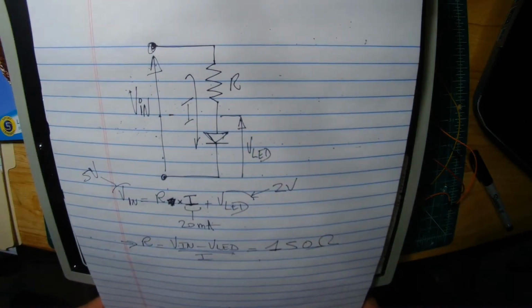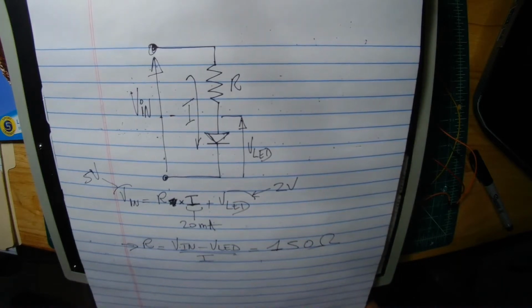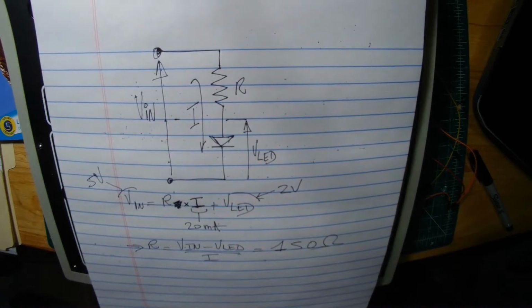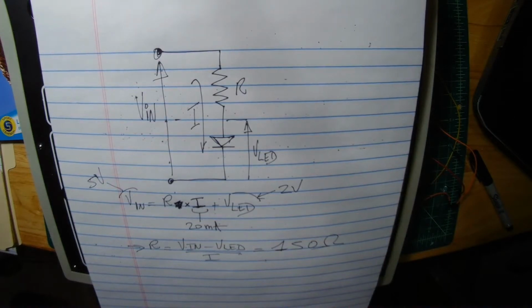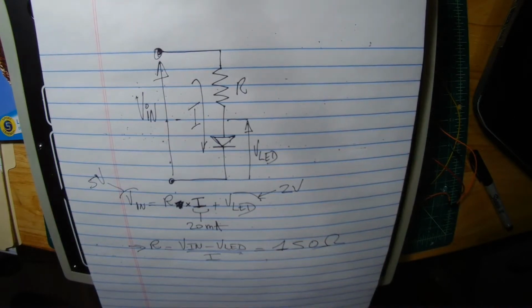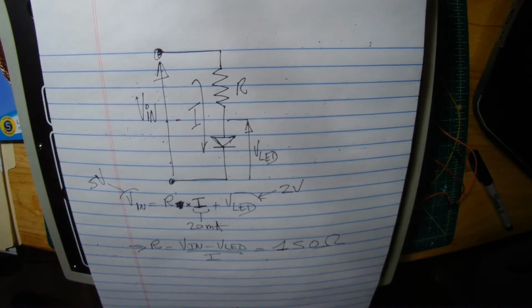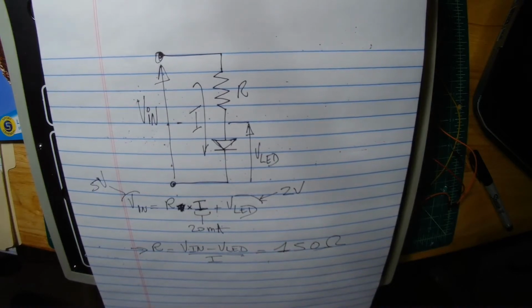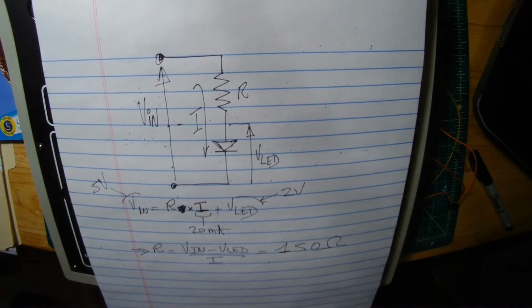Okay, so V in is basically your power supply, positive at the top and ground at the bottom. So we have to put a resistance and the LED. Make sure that your LED has the correct orientation. You want the cathode, which is the flat side of the LED, to be going towards the ground, not the other way around.